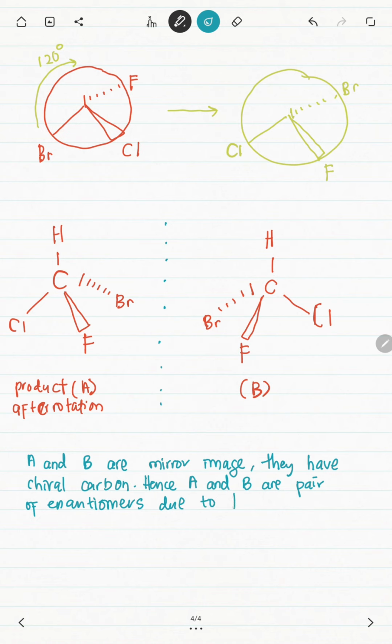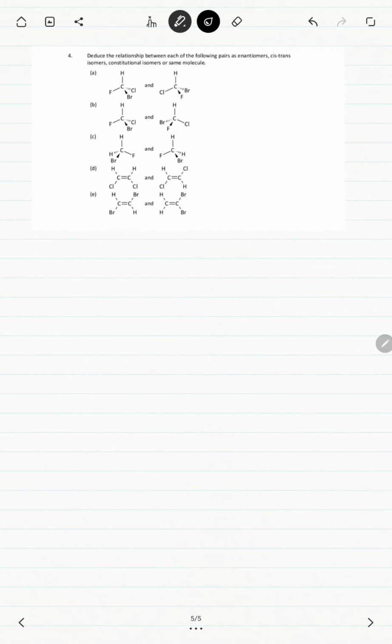due to being non-superimposable. So we conclude that the answer for B, the pair of them are enantiomers, because when we compare A and B together, they do not overlap exactly.